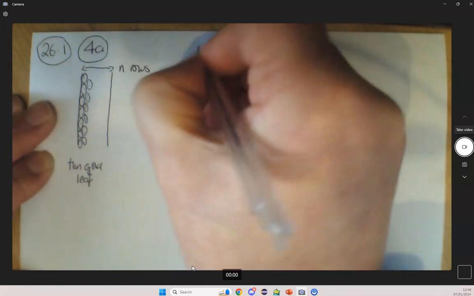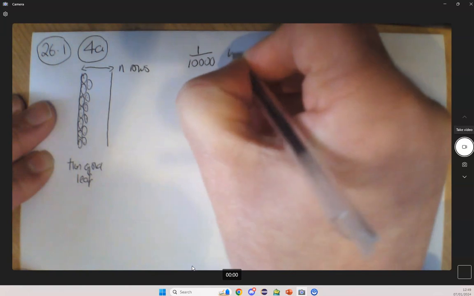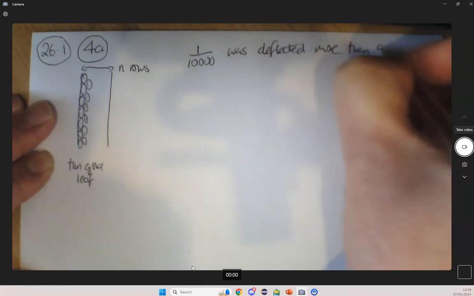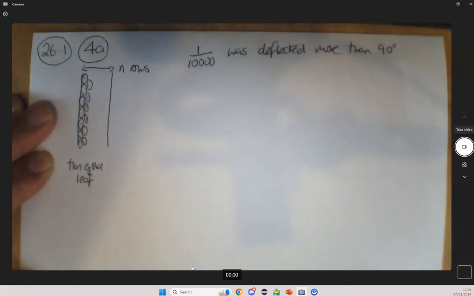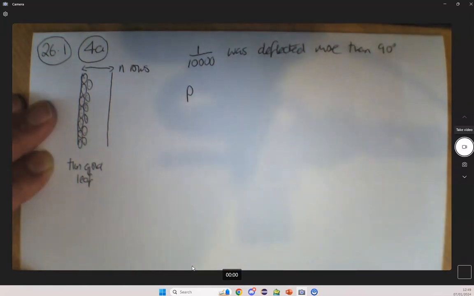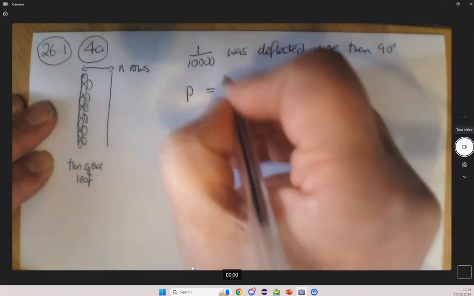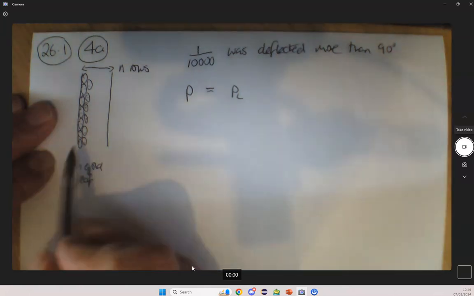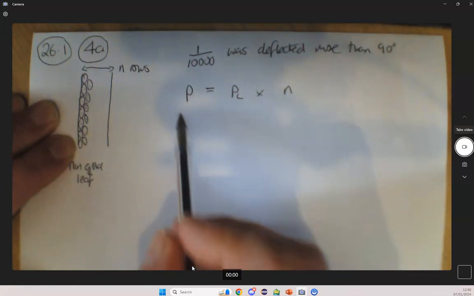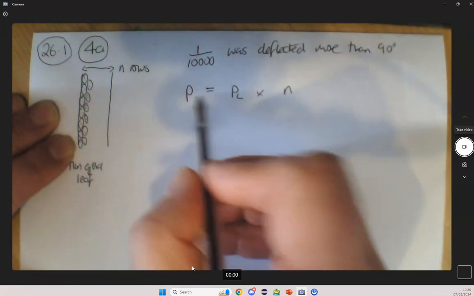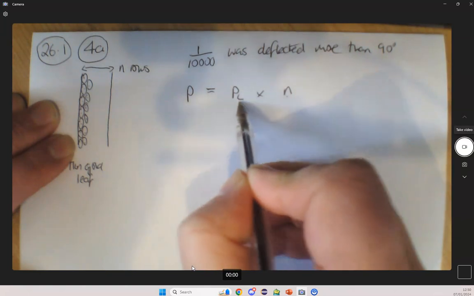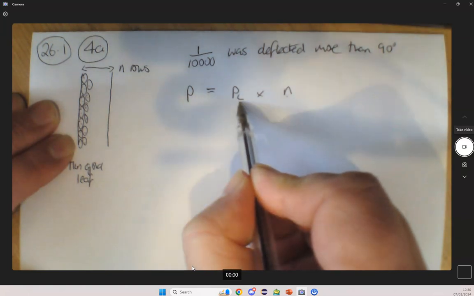Now, they also told us that 1 in 10,000 was deflected more than 90 degrees. So if you can imagine, the chance that something's going to be deflected is the chance that it's deflected by one layer times the number of layers. Because in Rutherford's experiment we know that this was 1 upon 10,000. There were any number of layers, and the probability for being reflected by one layer is therefore P.